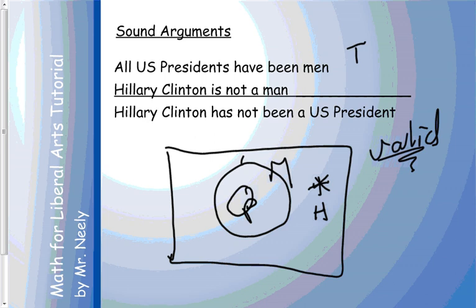So, assuming that we're talking about the Hillary Clinton who was the first lady years back, this is also true. So both premises are true. So this is also a sound argument. And what that means is that the conclusion necessarily follows and will be true. So any sound argument has a true conclusion. And this is a sound argument. And indeed, the conclusion of this argument is true.